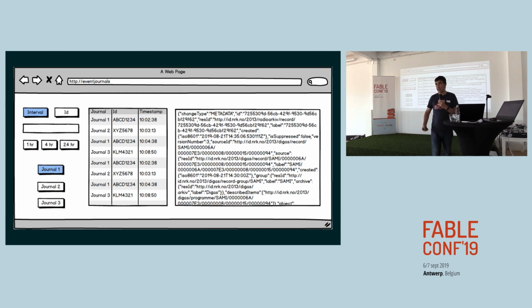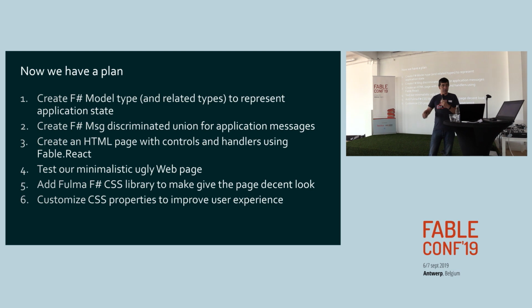So this is what we wanted to build and figure out if we are able to quickly build it in Fable the way we wanted. So this was our plan, and this is what I'm going to show you. Create an FSharp model type, create messages as a discriminated union, create some HTML page with handlers using React, and then we will get some minimalistic HTML, which will be great for engineers, but completely unusable for other people, basically. And then we add minimal Fulma, so without using any magic strings.